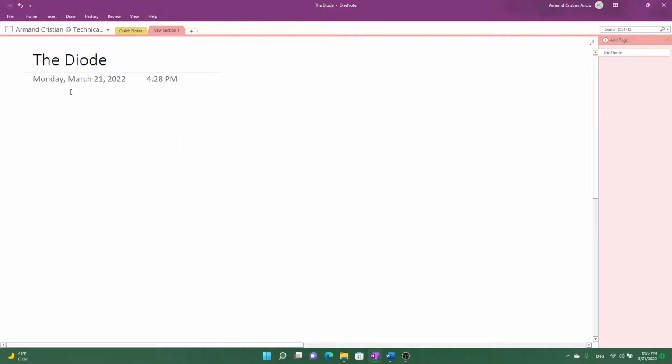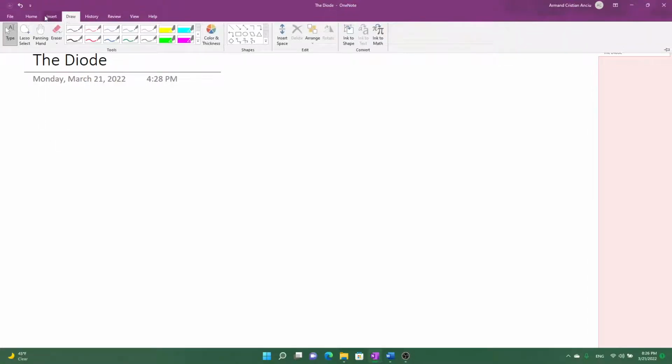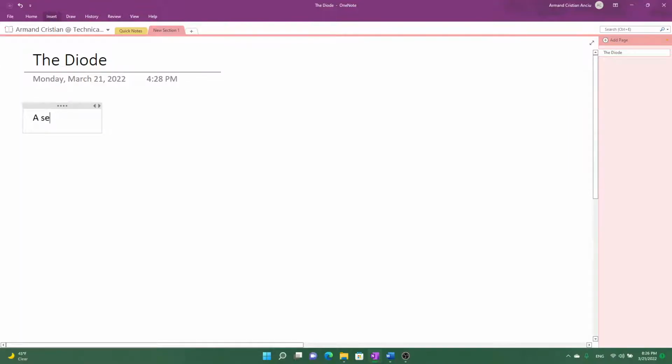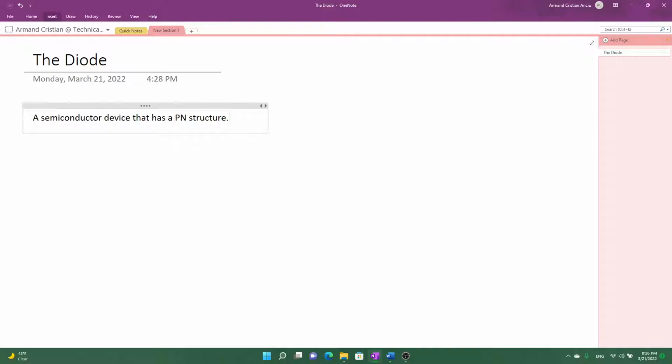The diode is a semiconductor device that has a PN structure. This means basically that we have a PN junction here.